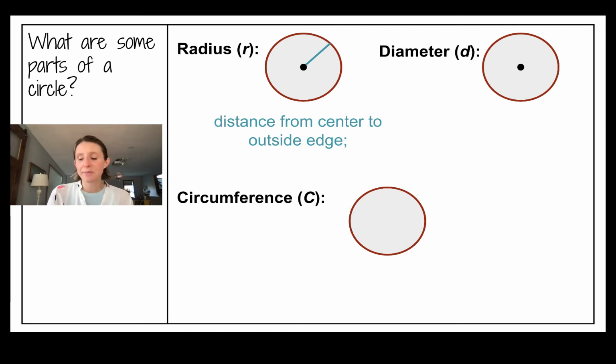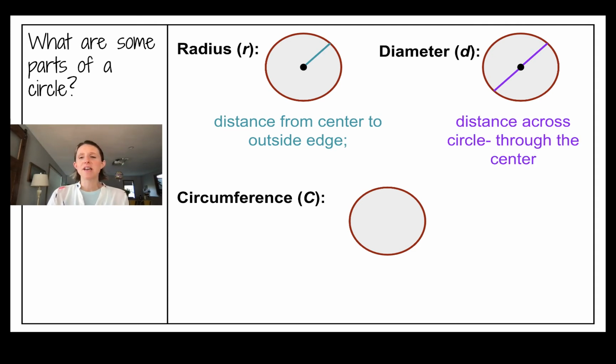Next, we have diameter, which is represented by the variable d. Let's draw and illustrate what the diameter looks like inside a circle. Now let's describe it with words. The diameter is the distance all the way across a circle that goes right through the center. Do you notice a similarity between a radius and a diameter? They look similar, don't they?